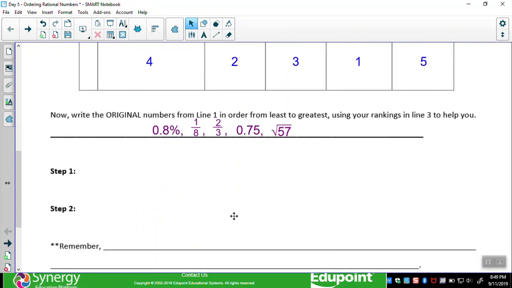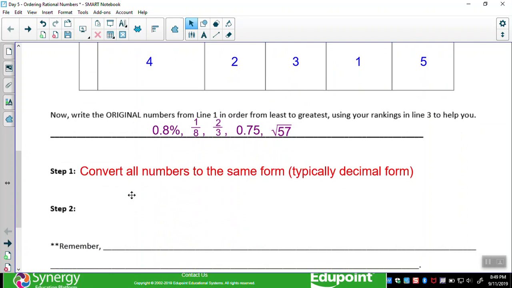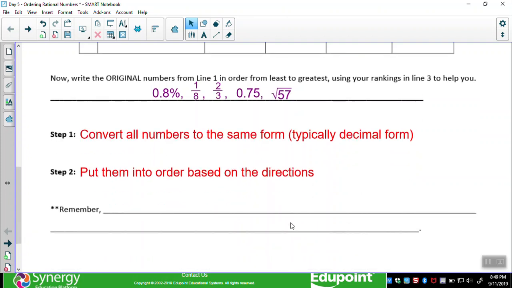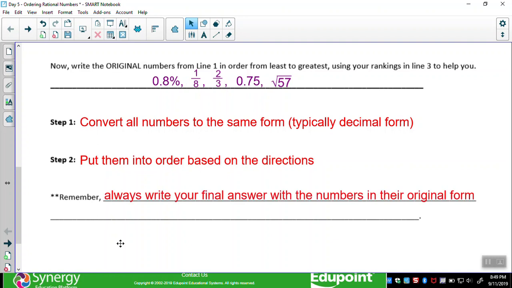Okay, so our steps: convert all numbers to the same form. Typically it's going to be decimal form. And then put them into order based on the directions. So that means, do they ask for ascending order or descending order? All right, and then remember, always write your final answer with the numbers in their original form. Right? That's key. Your answers always have to be written in the original form.